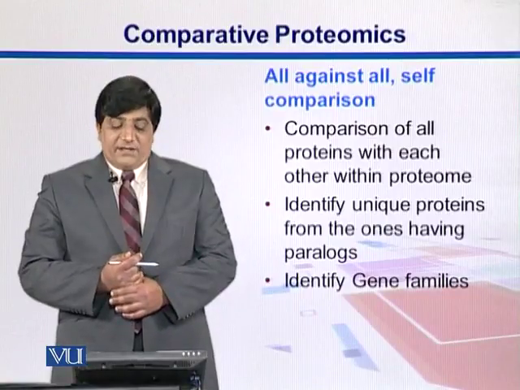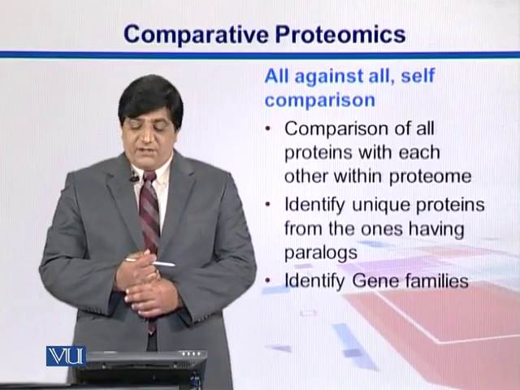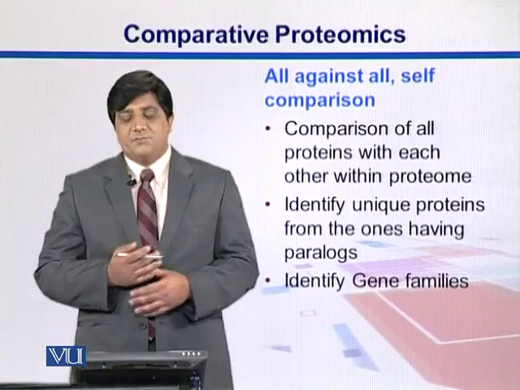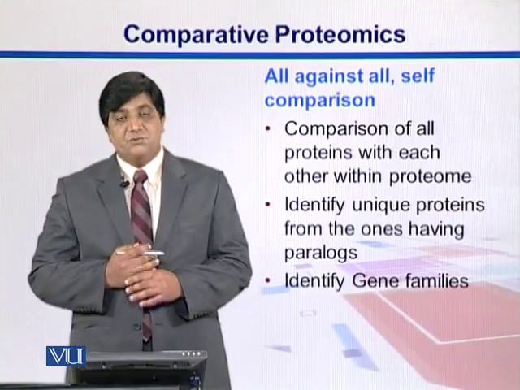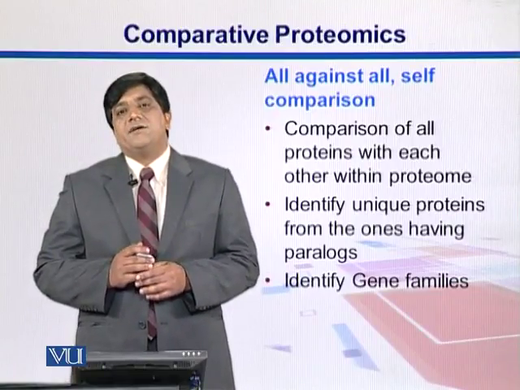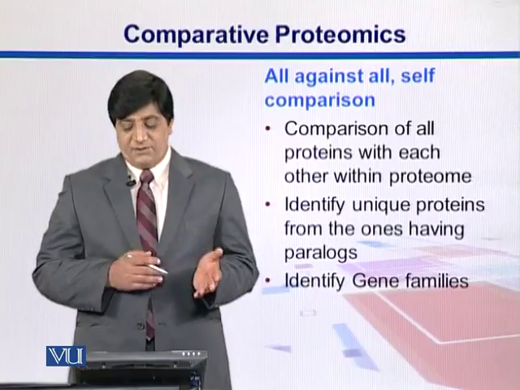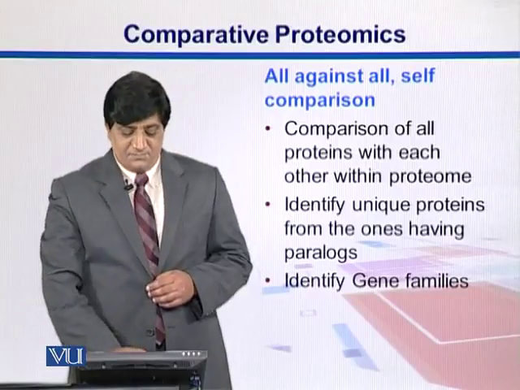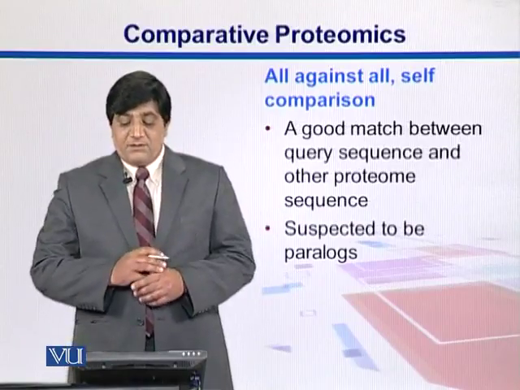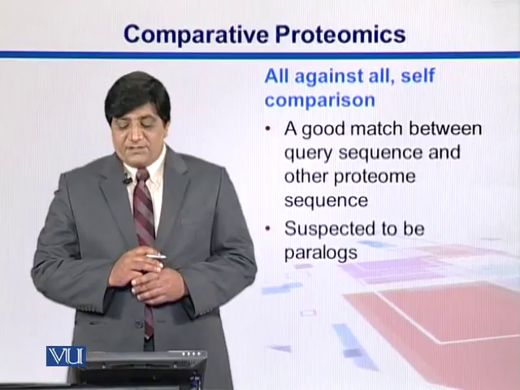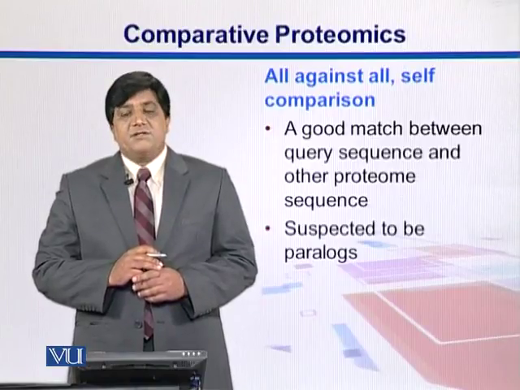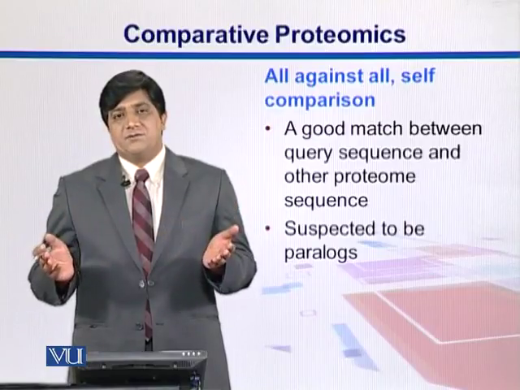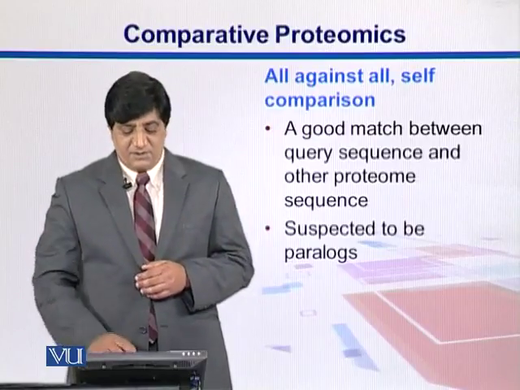So first we do all against all self comparison. We can compare each protein within the same proteome with other proteins, and we can identify the unique proteins, and we can also identify the proteins that have paralogs. In this way we can identify different gene families. If we have a good match between a query sequence and some other protein sequence, we can suspect those two are paralogs, because they are present within the same organism.